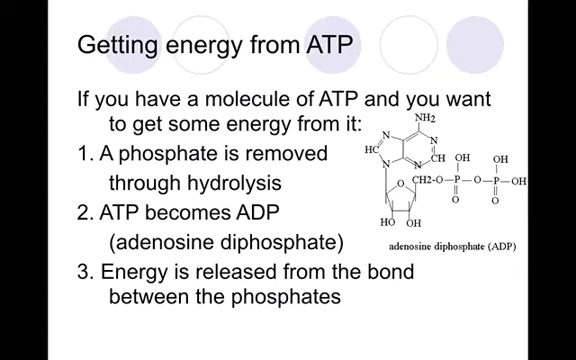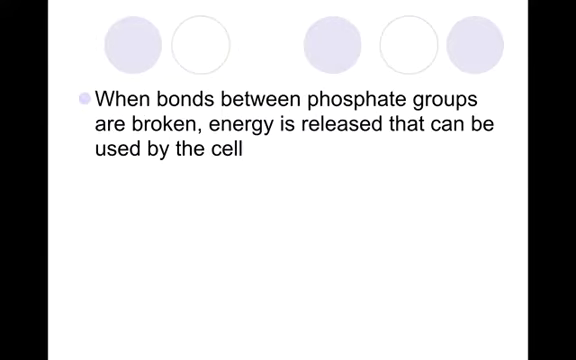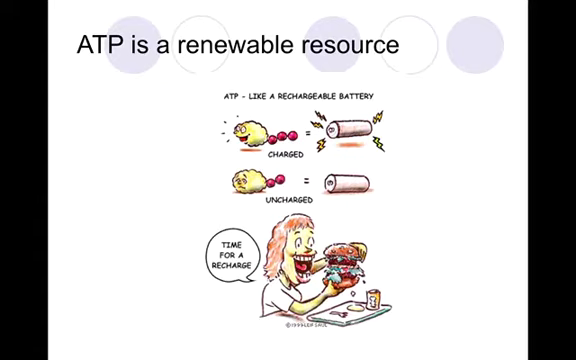Energy is released from that bond between the two phosphates, and that's the energy that is quickly and easily used in the cell. When bonds are then broken, the energy is released. The cell can use it for whatever function it needs to use it for. Now, ATP is a renewable resource, which means it can be recharged. It's a cycle.